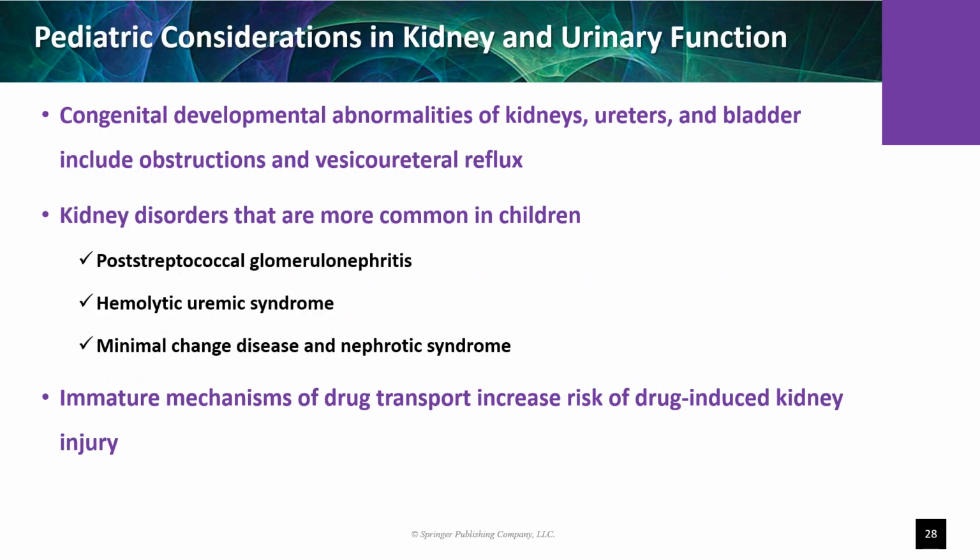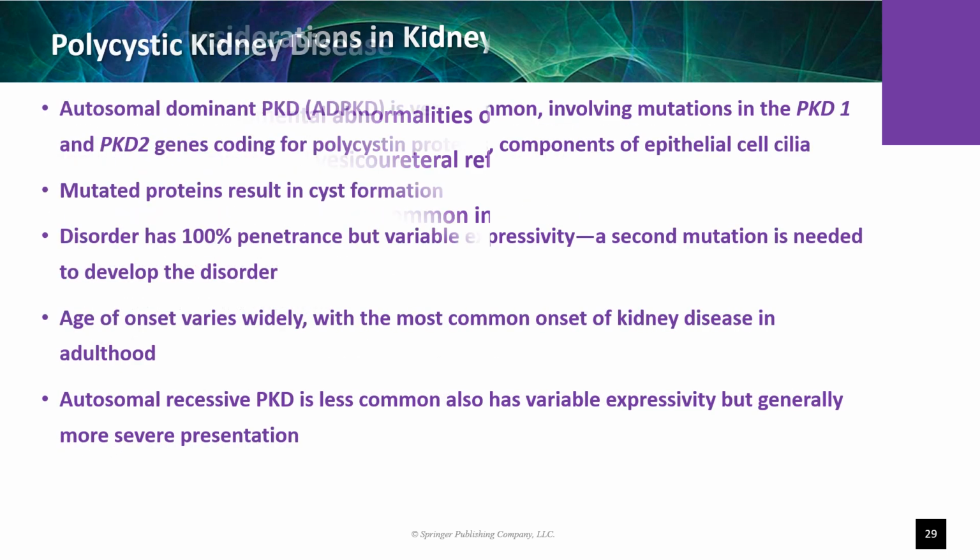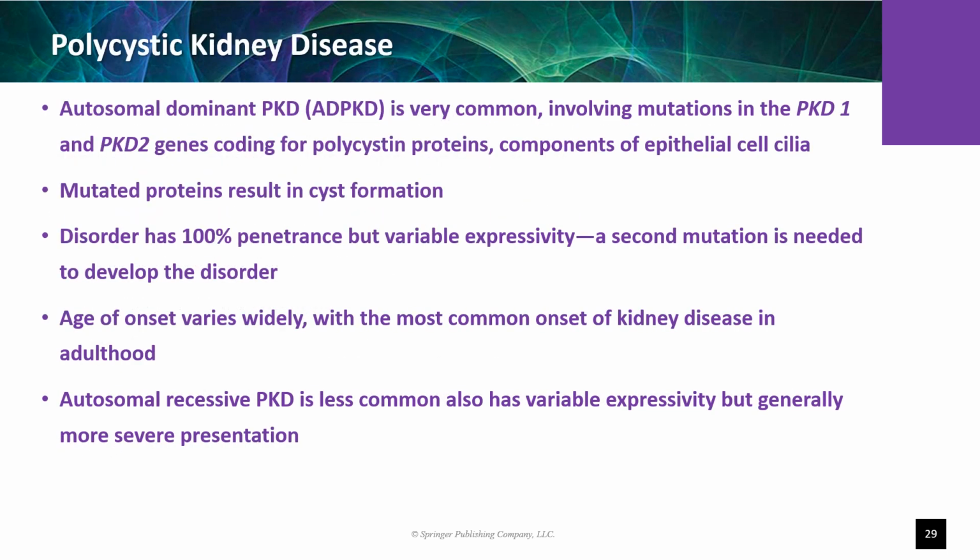Acute post-streptococcal glomerulonephritis can follow a respiratory or a skin infection. These patients will usually present with hematuria and hypertension. Autosomal dominant polycystic kidney disease is the most common disorder of renal structure and function.